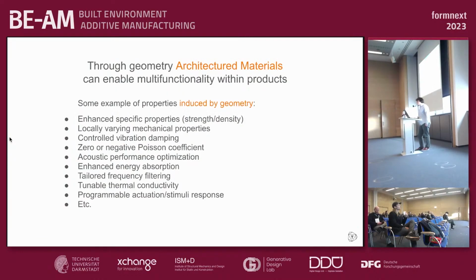There are some other advantages of lattice structures and architectural materials. Through geometry, you can also add function. And this is actually what I've been working on for 15 years. You can play on this weight to mechanical property ratio. You can also control locally the mechanical properties. You can do damping, which is very important for industry. You can play on the Poisson ratio. You can improve acoustic performance. You can make better energy absorption. You can filter frequencies, etc., etc., etc.